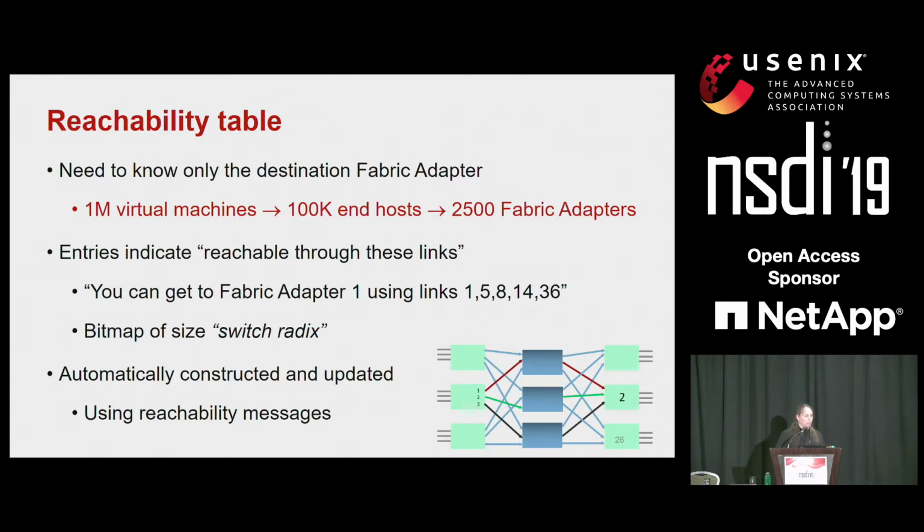So for example, to reach fabric adapter number 1, you can use links 1, 5, 8, 14, 36. And this table is being automatically constructed and updated using reachability messages. We provide the information about that in the paper.